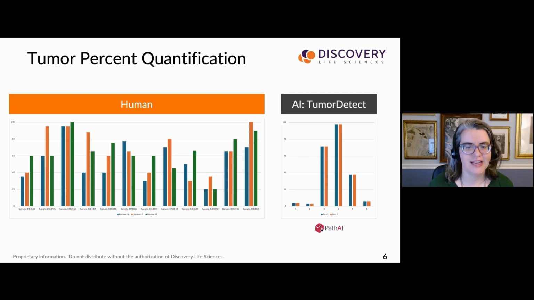And so here on the right, we see 6 different samples were run through Tumor Detect twice. And as expected, the computer gives us the exact same tumor percent every time.